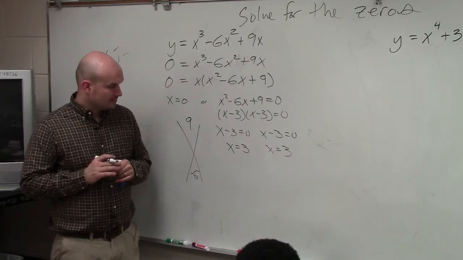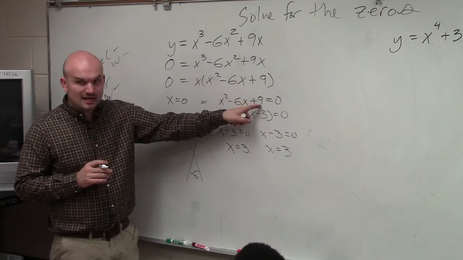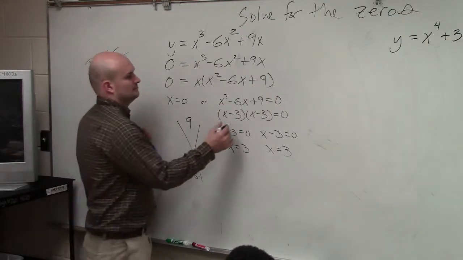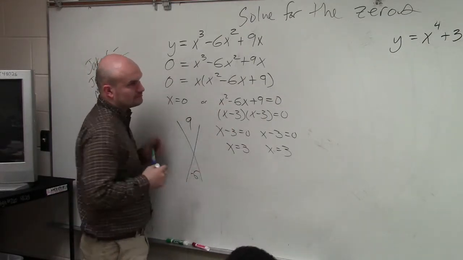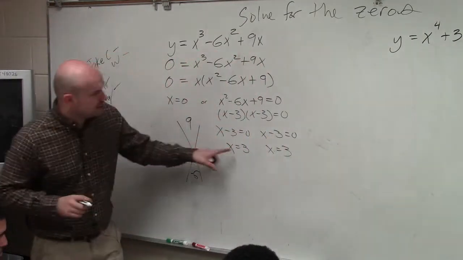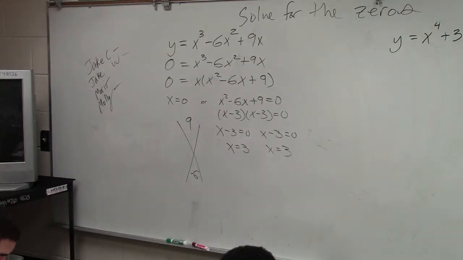What's under the 3? Negative 3 times negative 3 gives you 9, and they add up to give you negative 6. OK? Therefore, our zeros are 0, 3, and 3. That was how to do the first one.